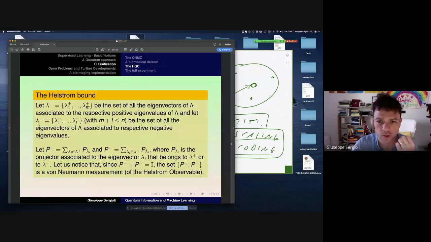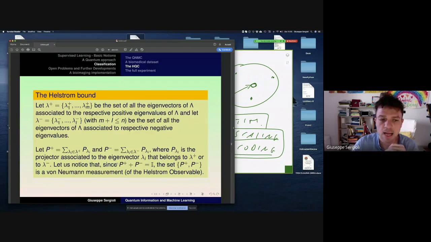Similarly, we will do with Λ−. On this basis, we can construct P+ and P− by making the projector over all the vectors in Λ+ and taking the sum of this. And the same we do with P−. And what we will see is that P− and P+ form a von Neumann measurement, in the sense that P+ plus P− is equal to the identity.